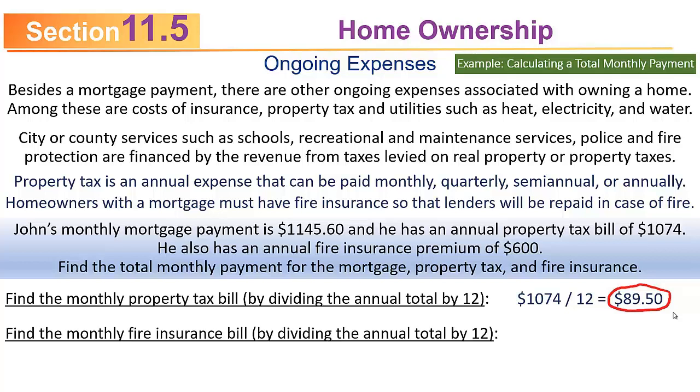The fire insurance bill is the same way. We were told that the annual fire insurance premium is $600, so if you want to see how much that is each month, you have to divide by 12. So $600 divided by 12 is $50.